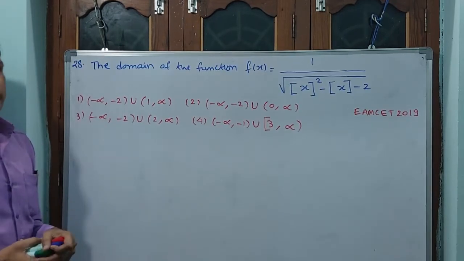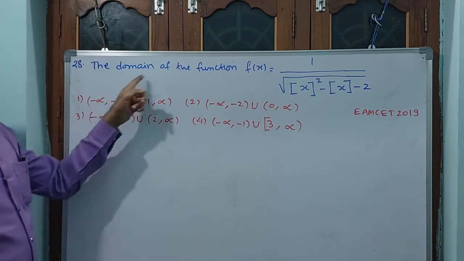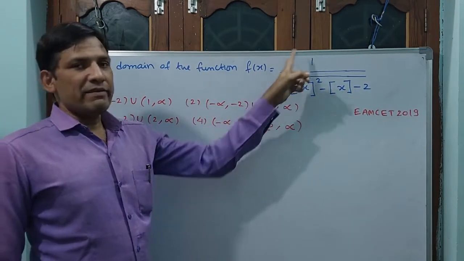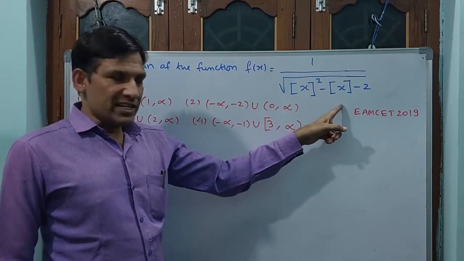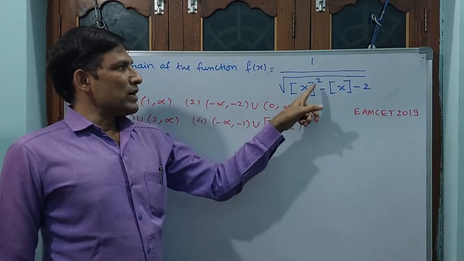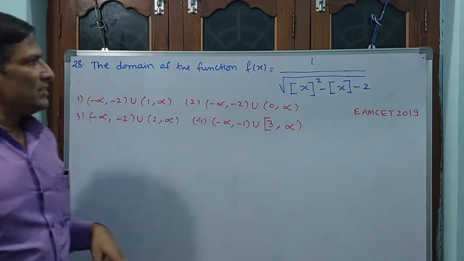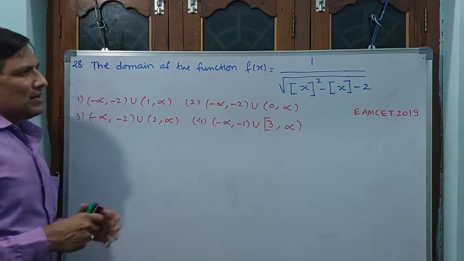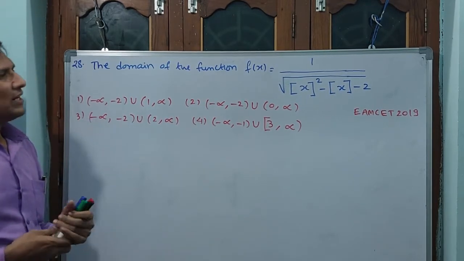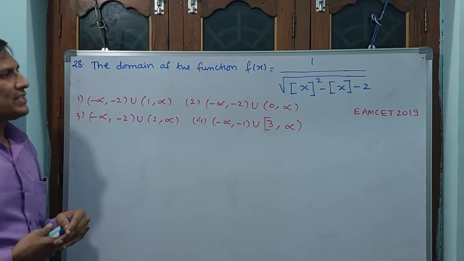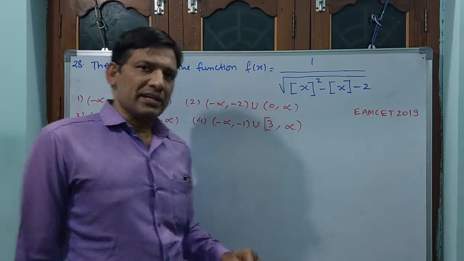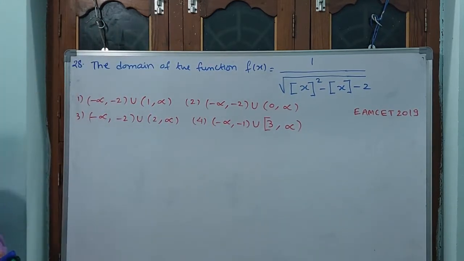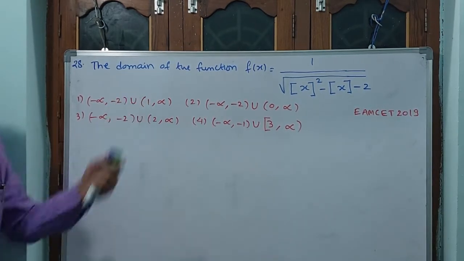See, question number 28. The domain of the function f of x is equal to 1 divided by square root of greatest integer x square minus greatest integer x minus 2. Step x square minus step x minus 2 also you can call. Standardized one is greatest integer x. See, 4 answers they have given. This question has been asked in Eamcet 2019. Greatest integer x in last question only I have done. At least we have got some knowledge. Now let us proceed further.